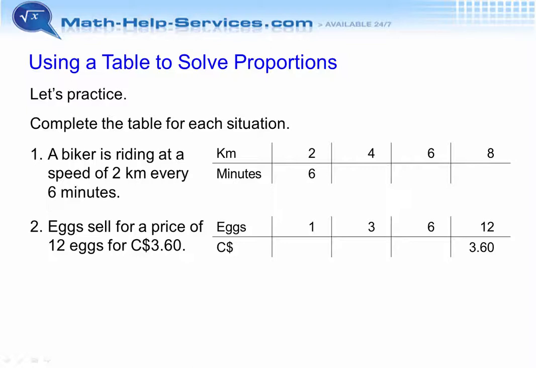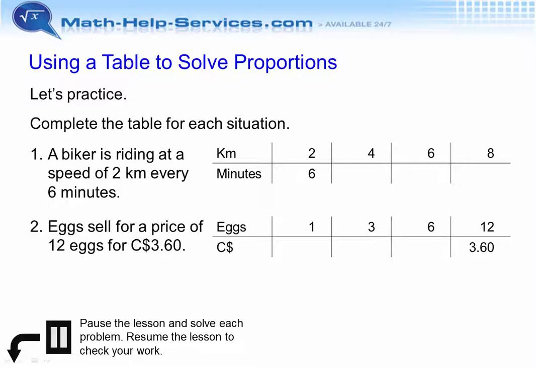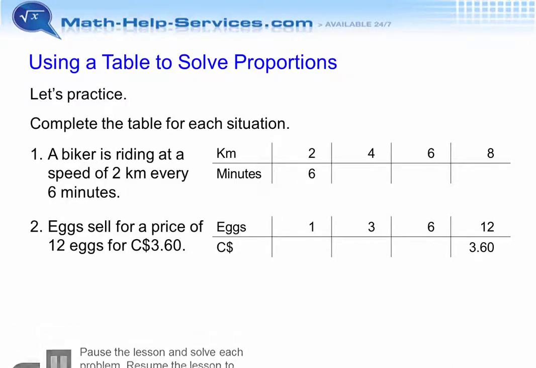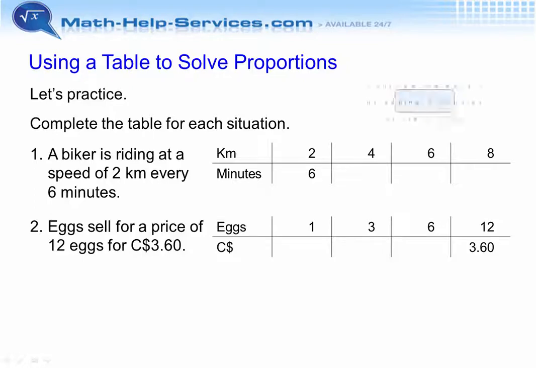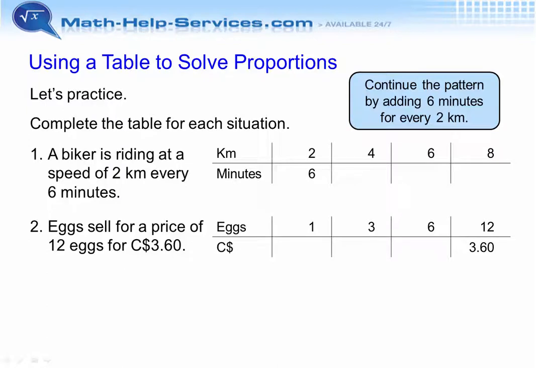Let's practice. Complete the table for each situation. Pause the lesson and solve each problem. Resume the lesson to check your work. Are you ready? Let's check. Let's look at 1. A biker is riding at a speed of 2 kilometers every 6 minutes. So continue the pattern by adding 6 minutes for every 2 kilometers. So we would get 12 minutes is 4 kilometers, 18 minutes is 6 kilometers, and 24 minutes is 8 kilometers.